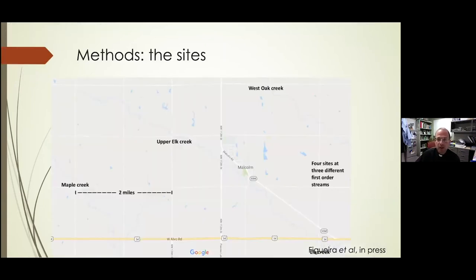So you can see just the sites that we went to. The Elk Creek site is down here in the corner, and you see the 2 bridges there. Then we went to another site we called Maple Creek, about 4 miles away, and we actually did find horsehair worms at that site.